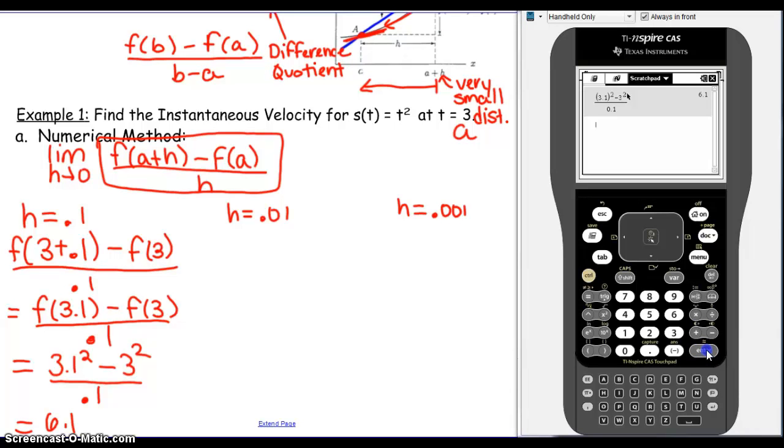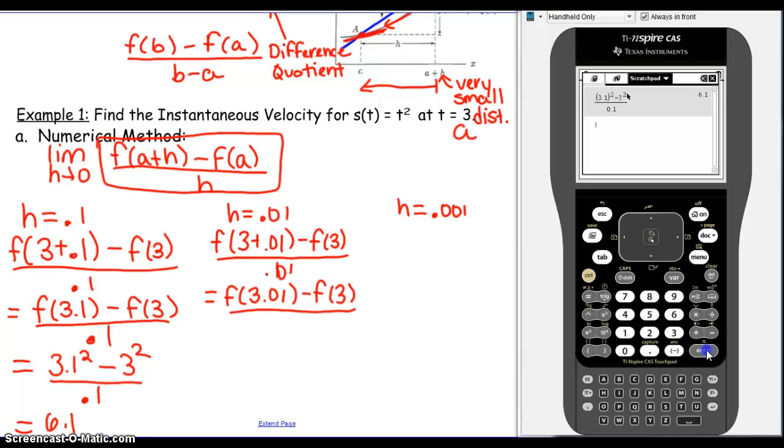And so we're going to repeat the same process, but we're going to use a smaller h value. So for this one, we're going to do f of 3 plus 0.01 minus f of 3 over 0.01, which is just f of 3.01 minus f of 3 over 0.01. And so again, we're going to plug 3.01 squared minus 3 squared over 0.01 into the calculator.